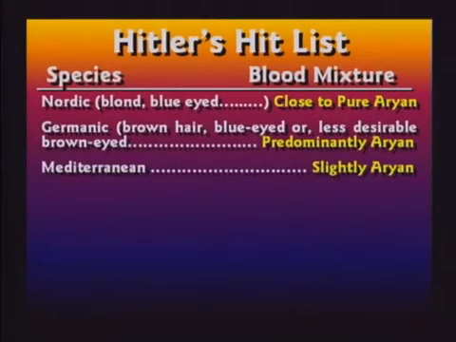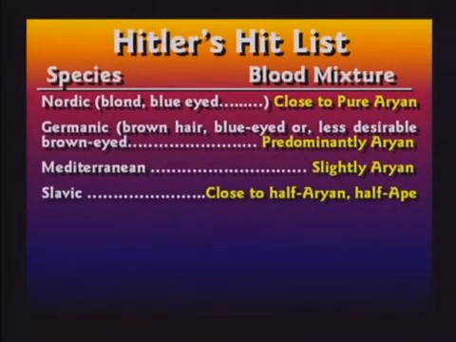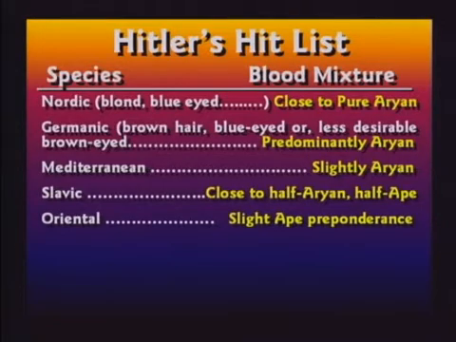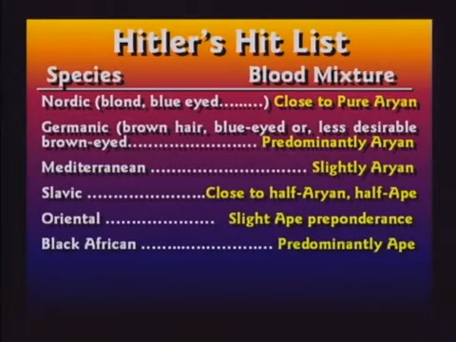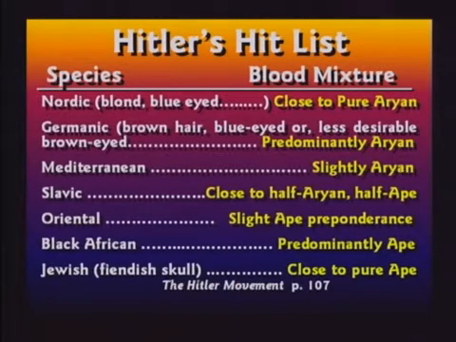He thought the Germans were mostly Aryan. The Mediterraneans are slightly Aryan. The Slavics are half Aryan, half ape. Orientals are slightly ape. Black Africans, mostly ape. Jews, close to pure ape. Hitler killed the Jews because of his belief in evolution. He was trying to speed up the process, to help humanity out, get rid of the inferiors.